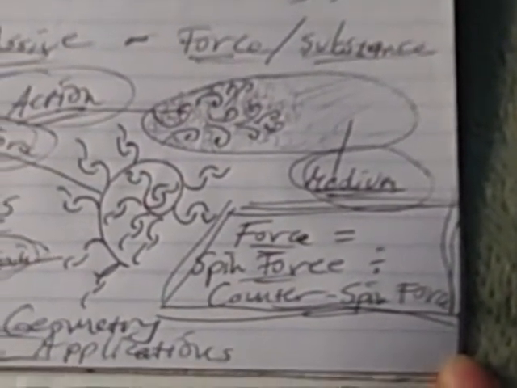Then you have a fundamental principle for a dynamic model of reality, which is this equation that I formulated, essentially an elaboration on Newton's equation, but actually formulating it correctly. So it's force equals spin divided by counterspin, or force equals spin force divided by counterspin force.